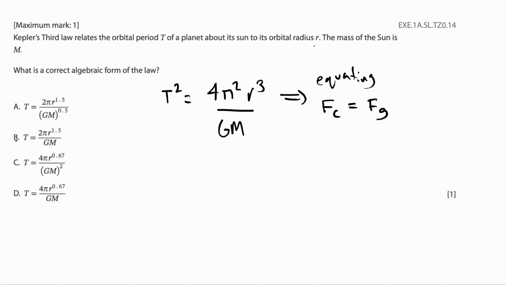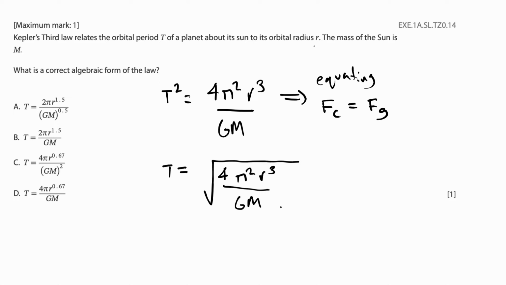Well, no, because we have T alone on one side, whereas in the law we have T squared. So we need to shift the square root across to the RHS of the equation. So T is equal to the square root of 4 pi squared r cubed over GM.